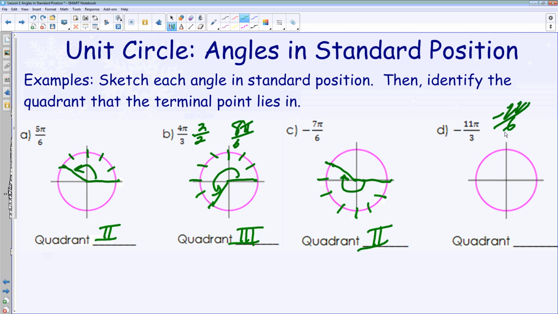Remember that every time around is 12 units. So we go 12 around, and then 13, 14, 15, 16, 17, 18, 19, 20, 21, 22. So we go all the way to there. Okay, I think I actually went one too far. I apologize. So we go 12, 13, 14, 15, 16, 17, 18, 19, 20, 21, 22. There's 22. Sorry about that. All right, so we end up in the first quadrant.